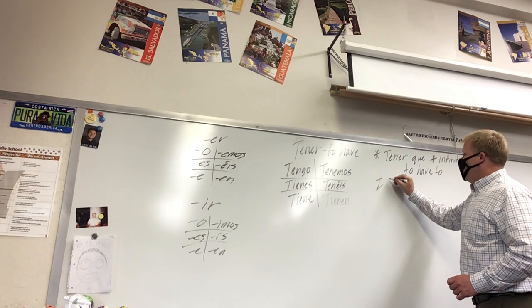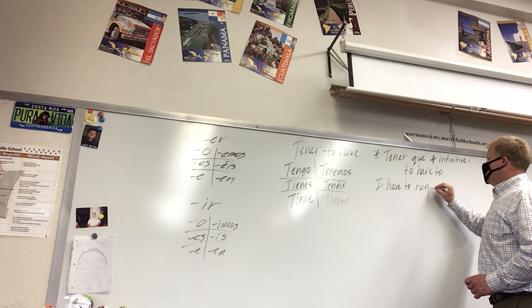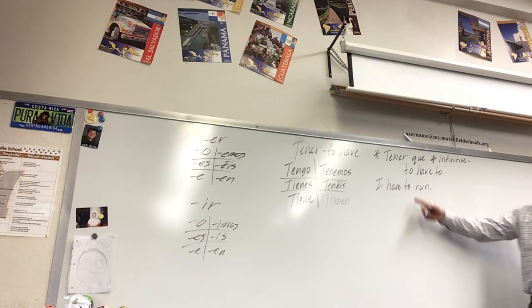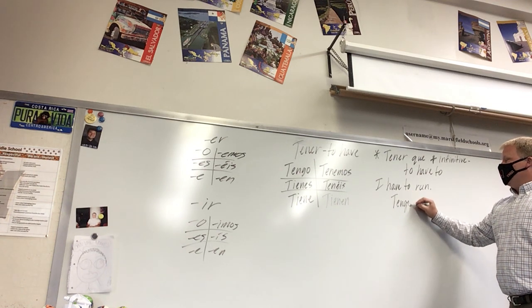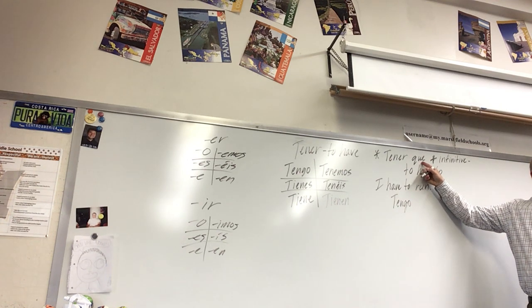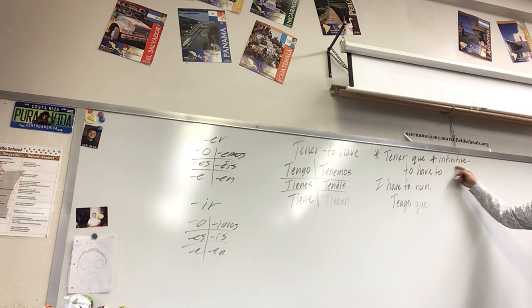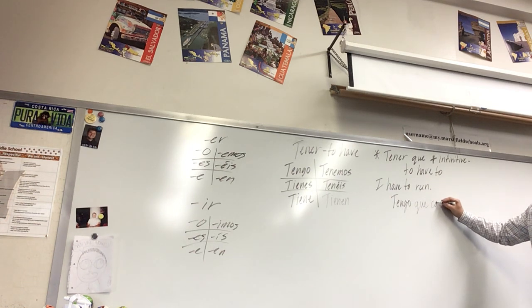So if I say, I have to run. I have to run. What's the yo form of tener? Tengo. What word do I have to put next? Que. What's the infinitive? What's the action I'm doing? Correr. Running, absolutely. So tengo que correr.